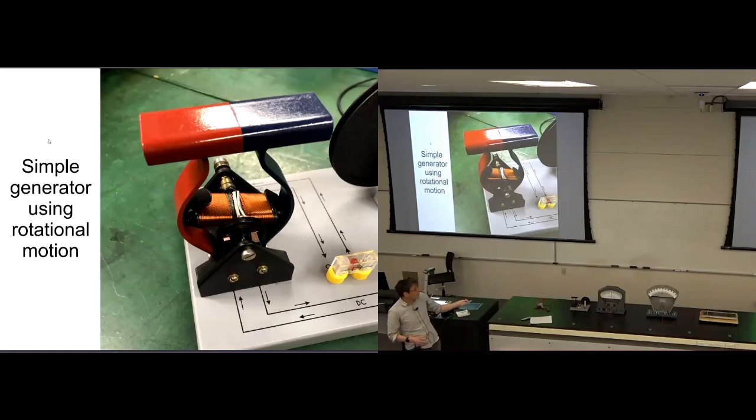If I put into the generator rotational motion, kinetic energy, I'll get out from the generator electrical voltage, electrical current, electrical energy and power. So this is how the generator will work. Let me show you.